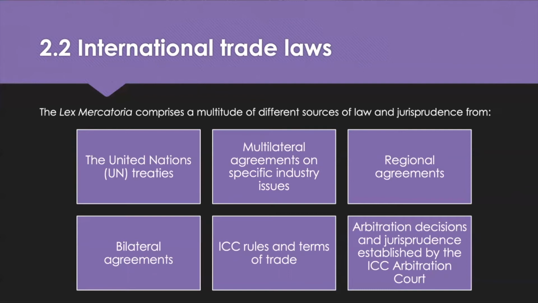Regional agreements, like the Economic Community of West African States or the European Union, or bilateral agreements, like the special status granted to Hong Kong by China, the International Chamber of Commerce rules on international trade or Incoterms, and arbitration decisions established by the International Chamber of Commerce Arbitration Court or private arbitrators, and many more. These aspects are relevant to international logistics and global supply chain management.